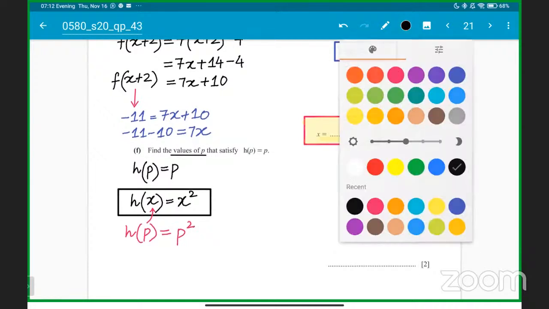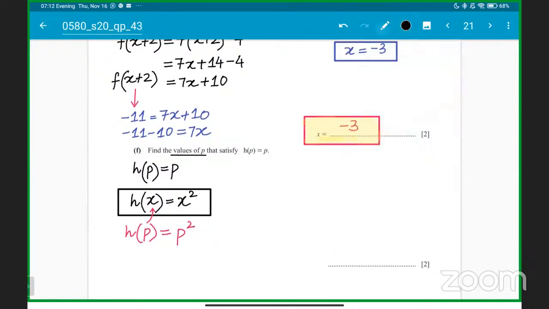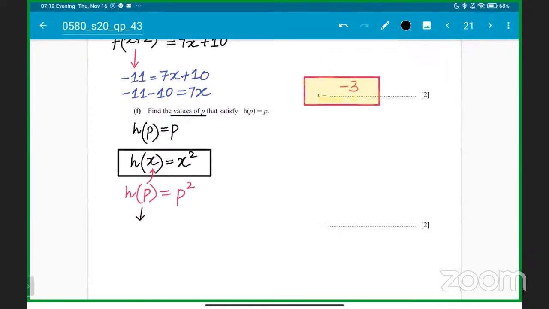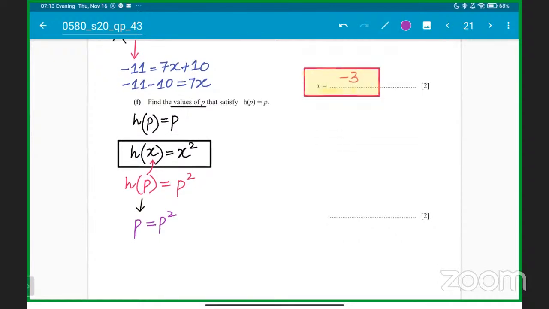And now they are telling us that this is equal to P. So you can write down that this can be replaced here now by P. So in simple words, P is equal to P square. Got it, everyone? Clear? This is important. P is equal to P square.